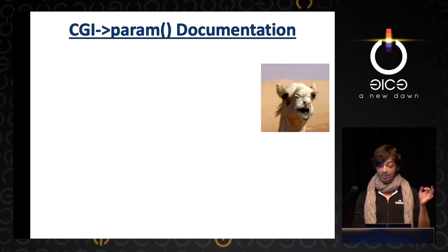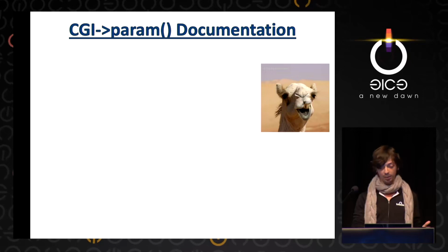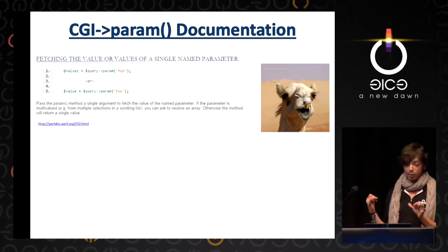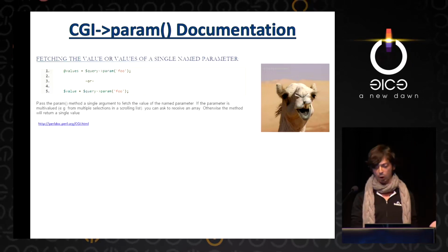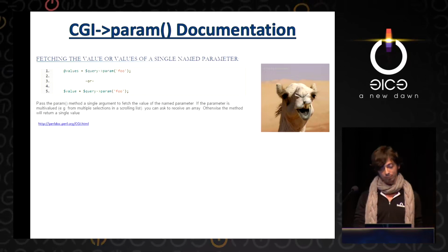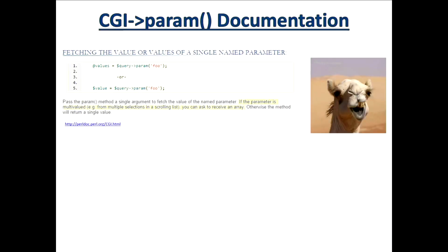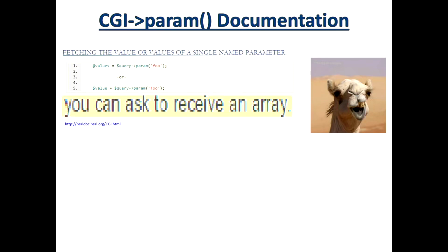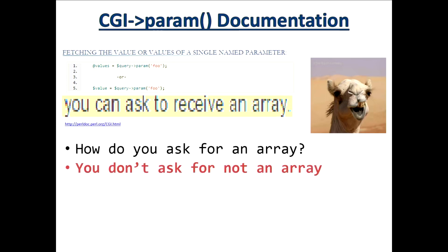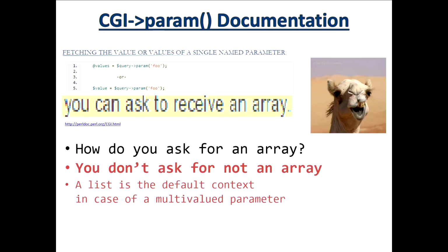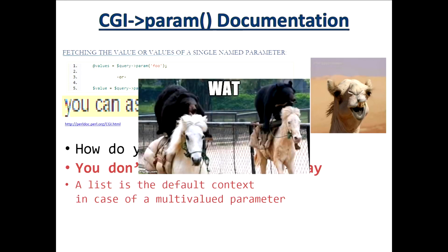But what does the documentation have to say about that? Well, this is a screenshot from the official documentation at Perl doc. Can you see the problem yet? No? How about now? Still no? How about now? That's right, according to the documentation, you can ask to receive an array. How do you ask for an array? Well, you don't ask for an array, because a list is the default fucking value in case of a multi-valued parameter. What?